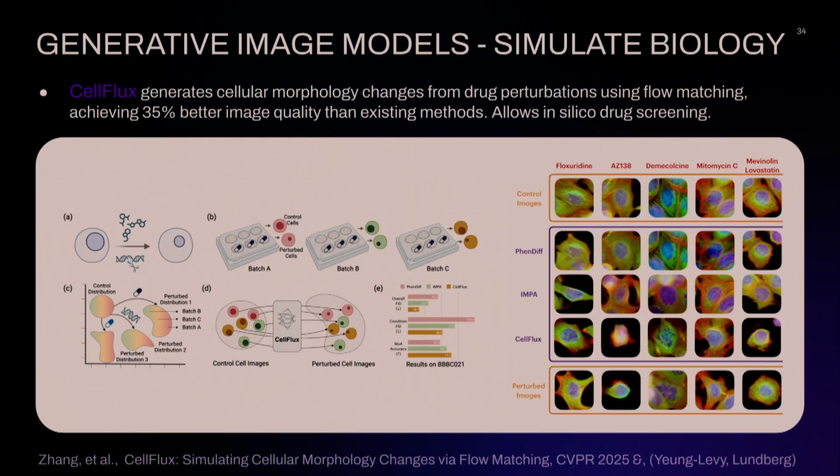It's a flow matching model, a generative model that has learned to predict how this cell would look if I perturb it with a given drug, or if I knock down this gene. So we can do in silico drug perturbations and generate images of this. So even though this is still early, we're very excited about linking these models.